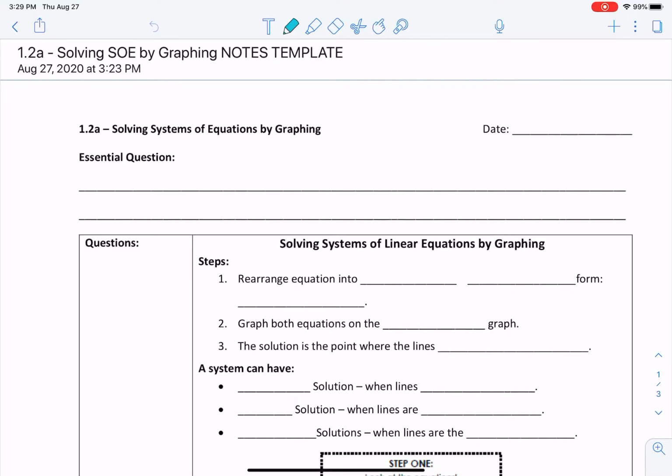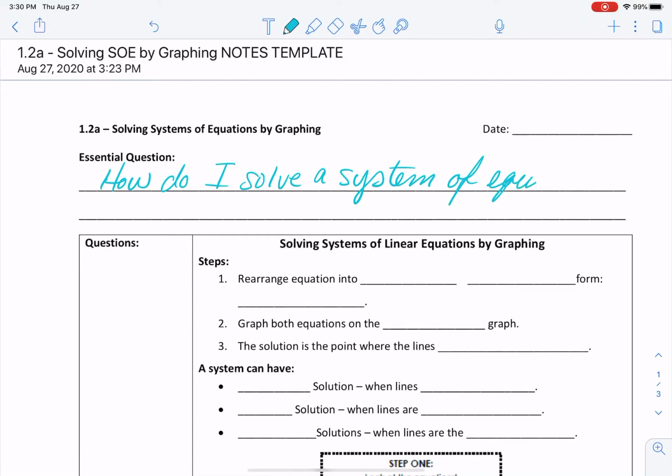Okay, today we are solving systems of equations by graphing. So our question is, how do we do that? How do I solve a system of equations by graphing?